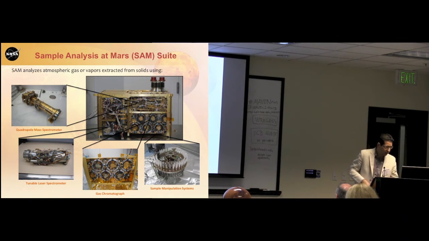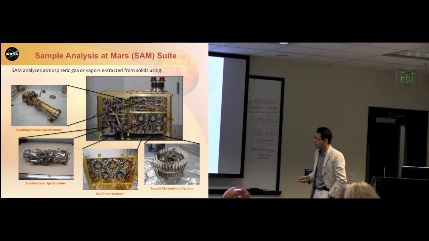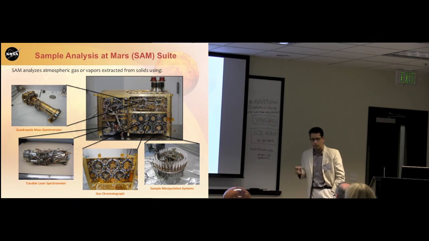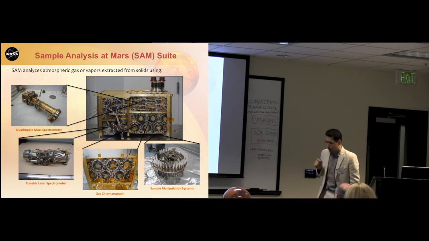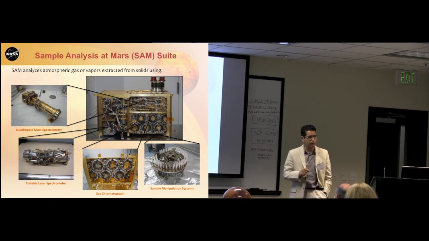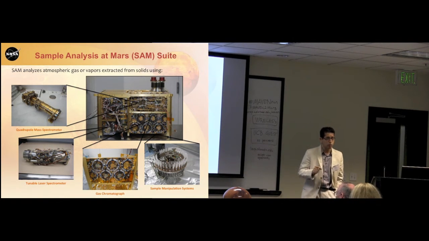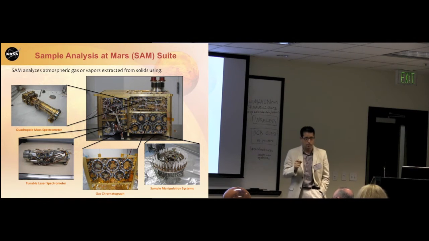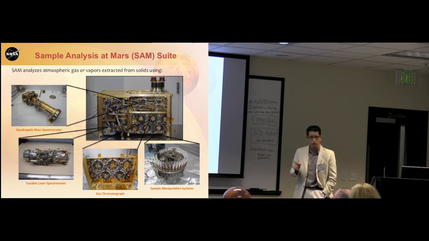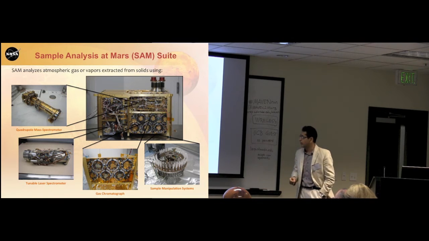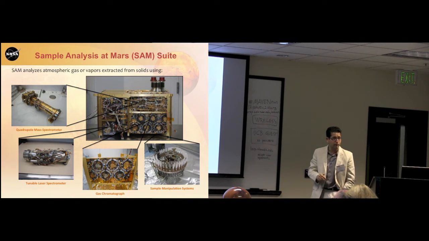All right. The second subsystem is the tunable laser spectrometer. This tunable laser spectrometer was designed to look specifically for isotopes of methane, CO2 and water. That allows us to provide the isotopic ratio for oxygen, carbon, hydrogen, and to measure the level of abundance of methane.